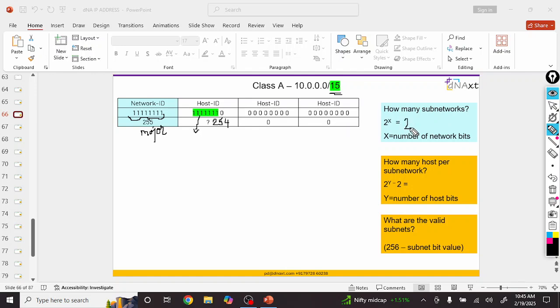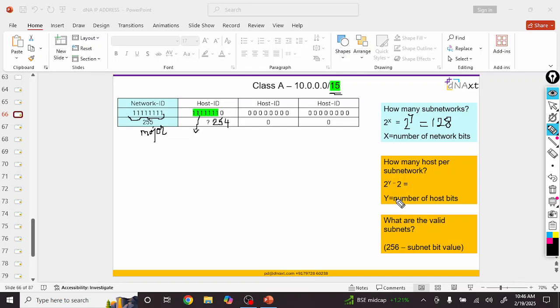How many subnetworks will we get? That is given by the formula 2 to the power x, where x is the subnet bits, and the subnet bits over here are 7. So 2 to the power 7, we will get 128 subnetworks. By borrowing 7 bits, we are slicing up our network into 128 subnetworks.